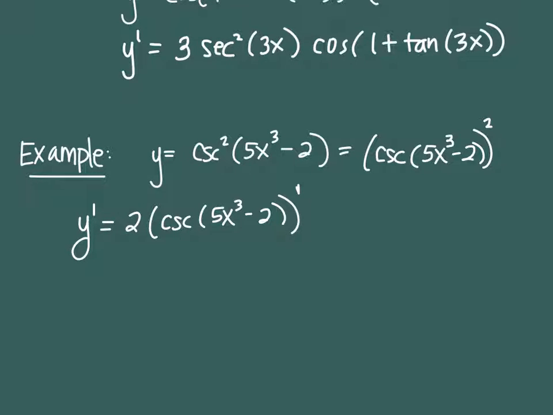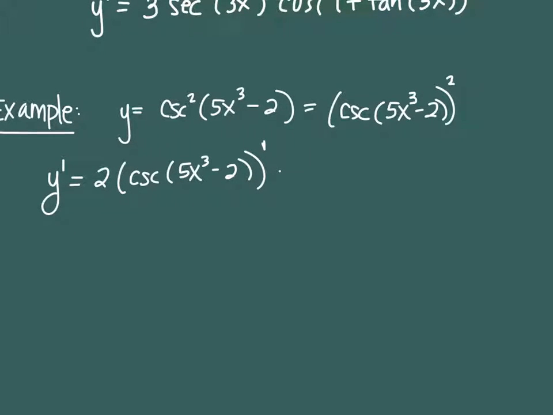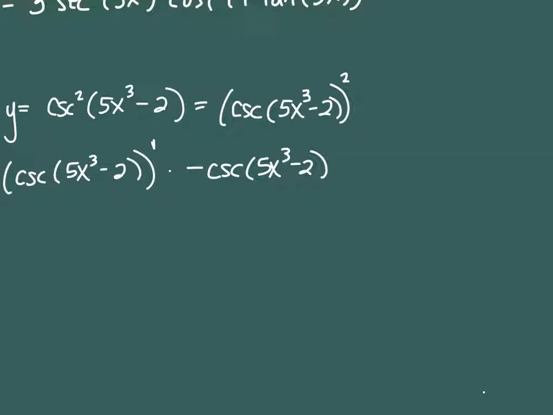All right, the next link in the chain we'll deal with, okay, so now we've got to remember what the derivative of cosecant is. Cosecant cotangent, but it's also negative, right? So we want times negative cosecant of 5x cubed minus 2 and cotangent of 5x cubed minus 2. All right, times, good, now it's 15x squared.